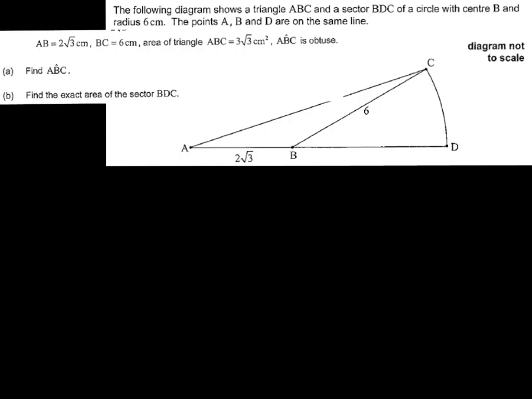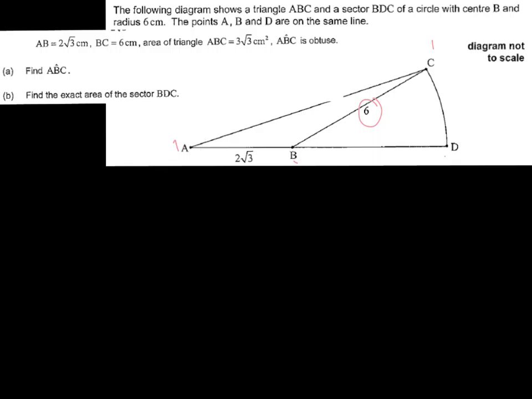Question 5 is where it starts to pick up a little bit. So here we've got a question looking at trigonometry, arcs and sectors. We're told that in this diagram, triangle ABC and sector BDC are as shown. We've got the radius, which is 6, and the points A, B and D are on the same line.